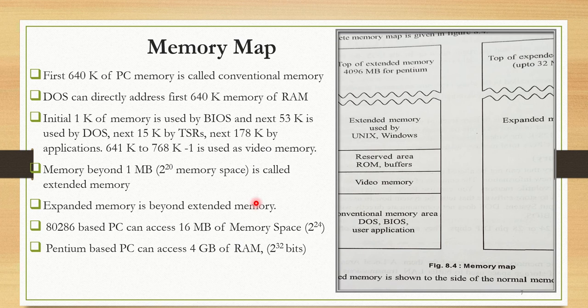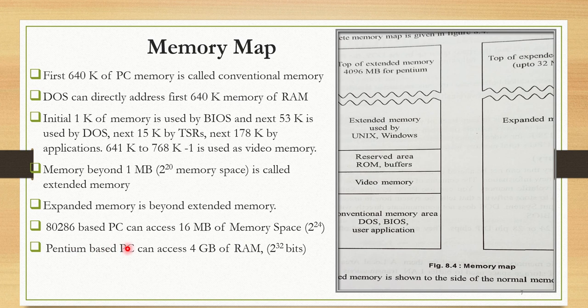Now, beyond 1 MB, memory is called extended memory. So this is your initial 1 MB memory, from this to this. After that, the memory is called extended memory. That is used by Unix and Windows. This portion is used only by the DOS system. Earlier, DOS machines used to access only this much memory. After 1 MB, it is called extended memory, and beyond that comes the expanded memory area.